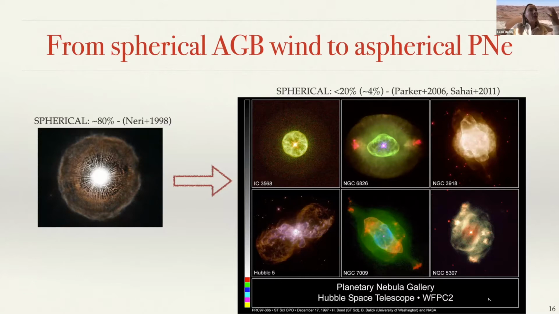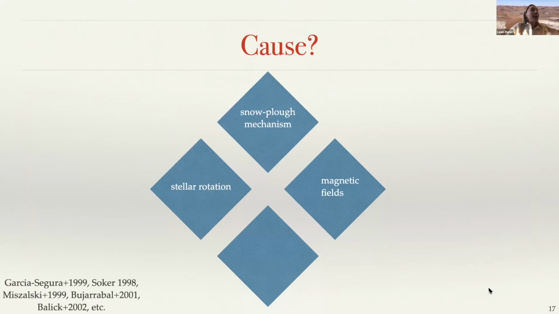So what have been the causes that had been offered in the past? There have been various causes: magnetic fields, stellar rotation, or a kind of snowplow mechanism, where a very fast wind was plowing into a much slower stellar wind. The cause that was most often in the picture, especially in the last decade, was binary interaction.